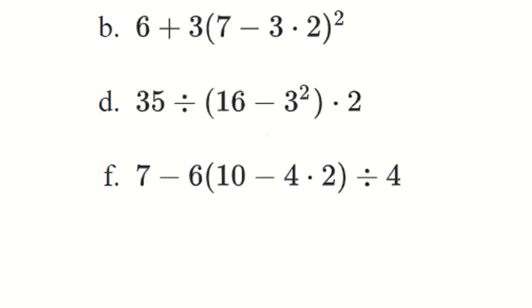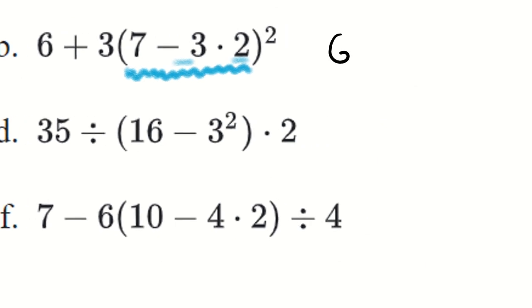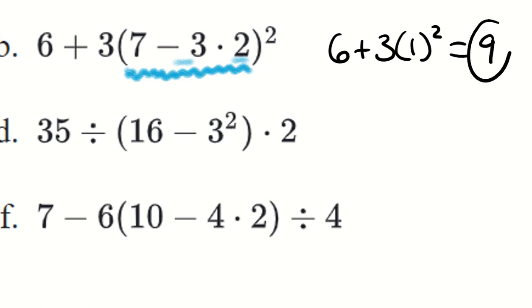All right, and then over here, these three, let's look at B first. Ooh, I do have some exponentiation, but before I do that, I need to know, well, what specifically am I raising to the second power? And it turns out it's 7 minus 6. That's right, -3 times 2 is -6. And 7 minus 6 is exactly the number 1. So what I've got here is 6 plus 3 times 1 squared. 1 squared is the number 1. 3 times 1 is 3. So this is just 6 plus 3, or 9.